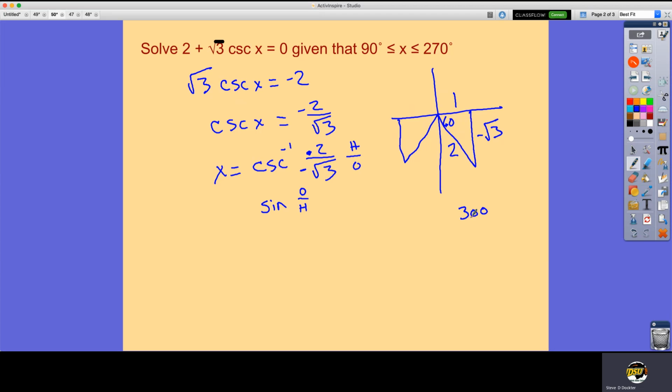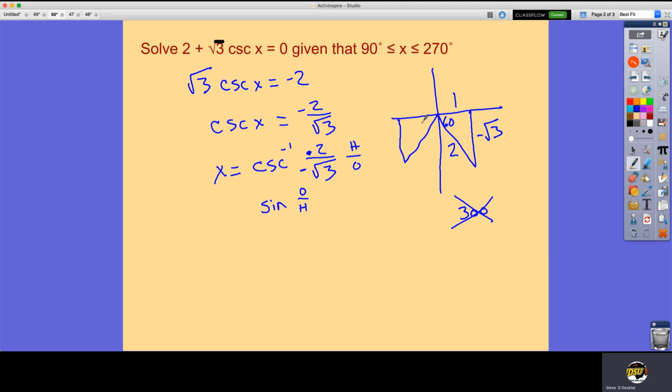Is there a problem with that answer though? Yeah, what's wrong with it? Yeah, it doesn't fall in our restrictions here, right? So this is not going to be one of our answers. Okay, and that's okay. We just ignore it. All right, then we got to go deal with the other one. All right, and we probably could have just ignored it because it says it's got to be between 90 and 270. So 90 and 270 are going to be these two quadrants here.